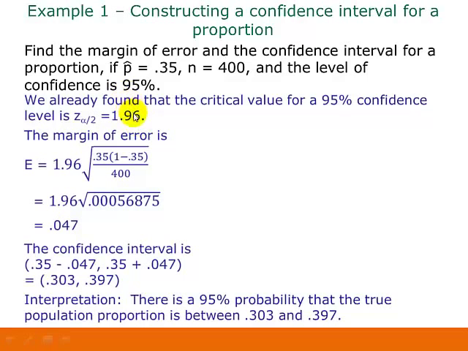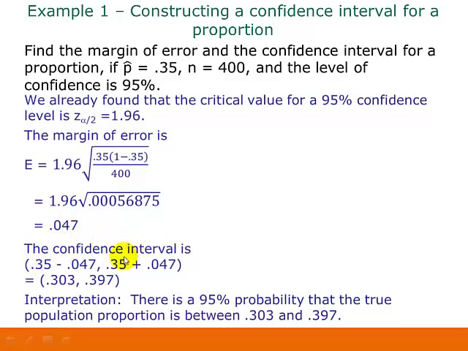Once you have found a critical value for a specific confidence level, you can use that from then on. So our margin of error is going to be E equals 1.96 times the square root of 0.35 times 1 minus 0.35 divided by 400. Here we're just putting in the P hat and the N into our formula. So if we calculate that out, that turns out to be 0.047.